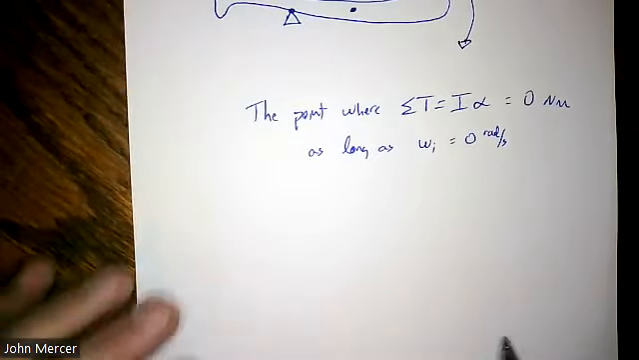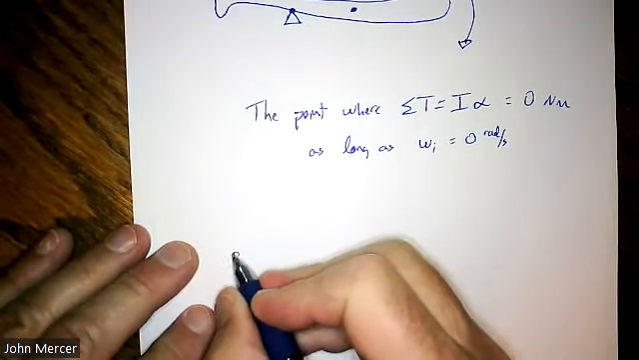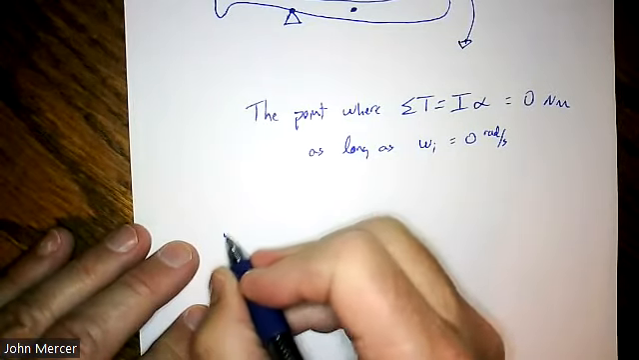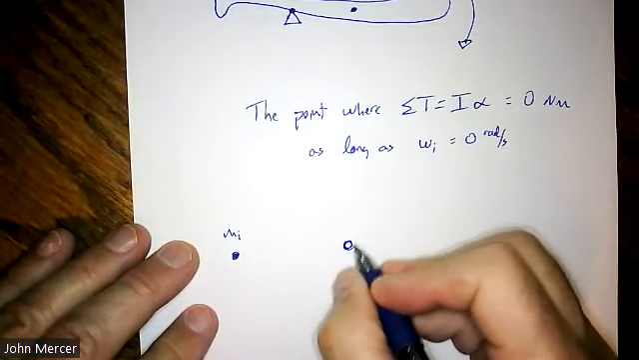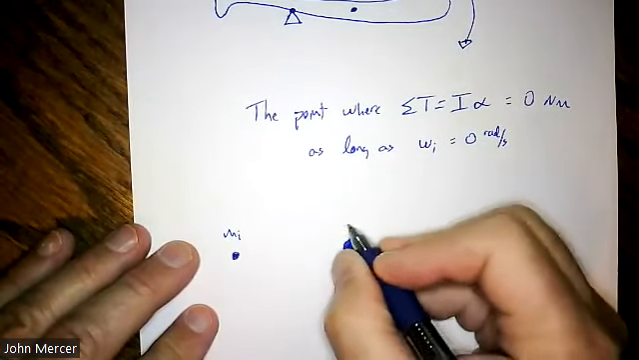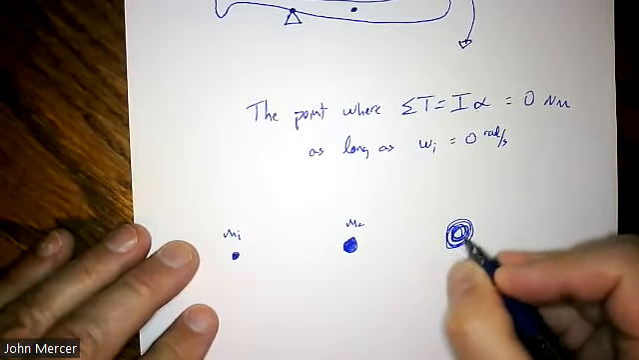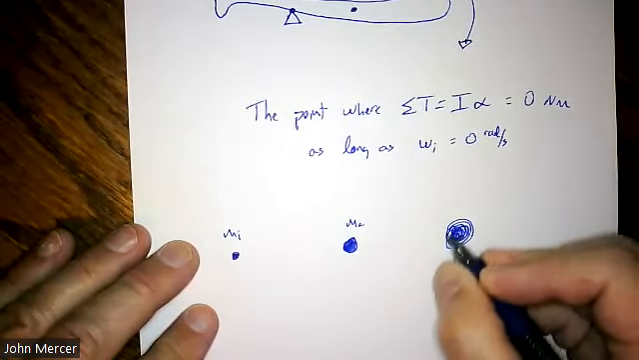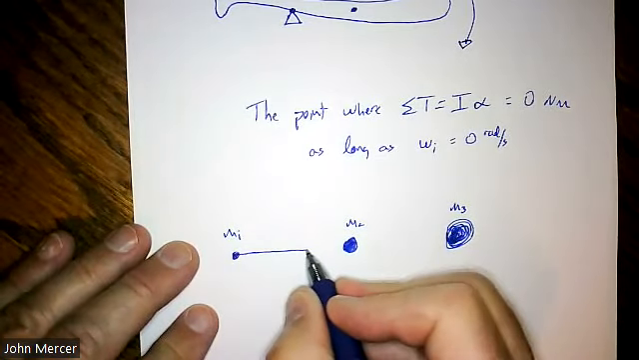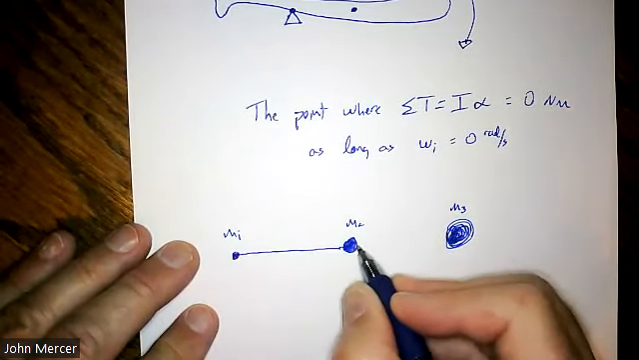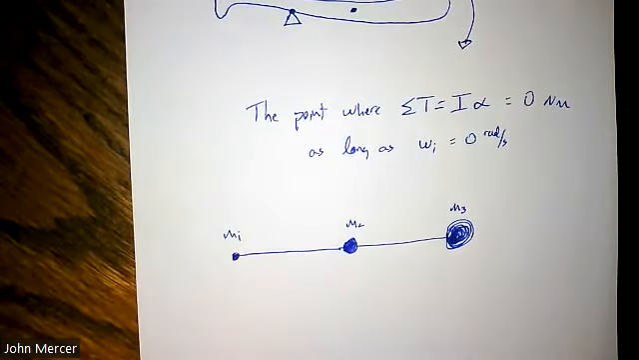I can do this one more time, and instead of the bat, I can do an example where I put a mass here, a mass here, and a bigger mass out here. And I connect these with some rod, and we won't concern ourselves with the mass of the rod.